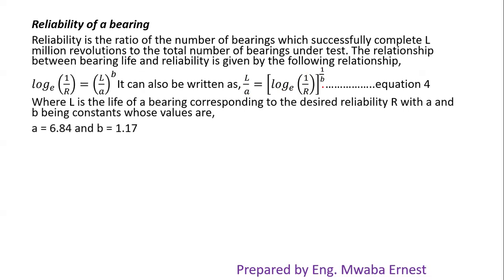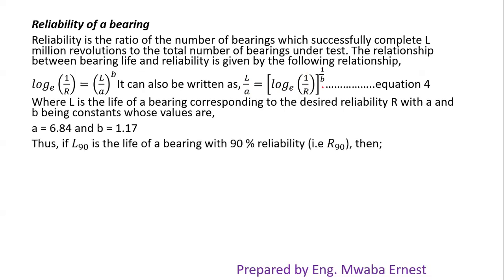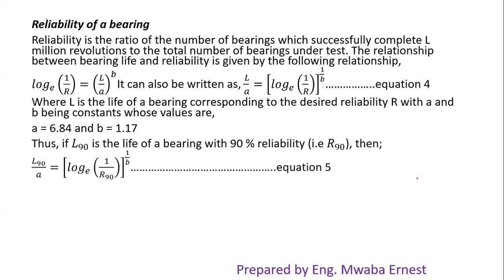So the value of A can be 6.84, B can be 1.17. Then if, for example, we have L90, we're talking about the life of a bearing with 90% reliability. So that's like reliability 90 is life at 90%. So R we put 90, for L, the same thing. So what do we have? We have L90 over A being equal to what we had earlier.